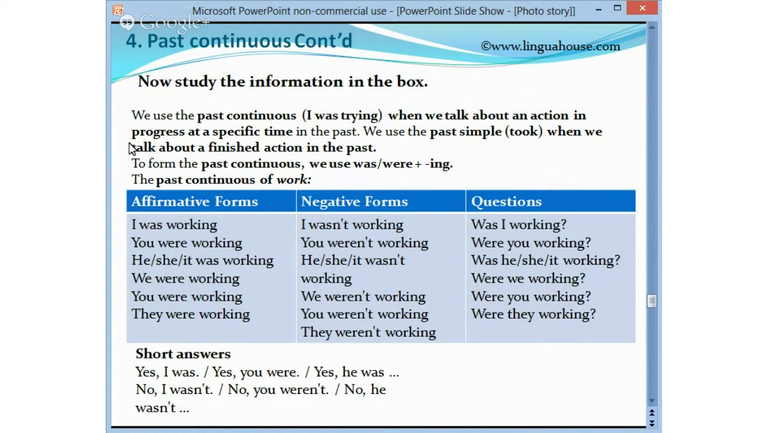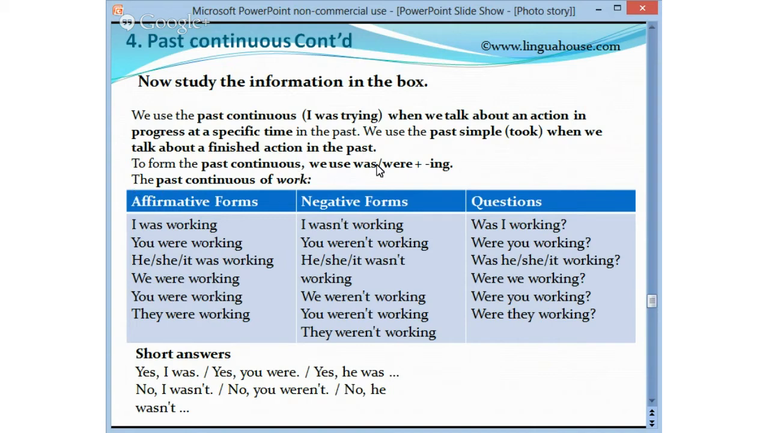Ruby? I want you to read this paragraph before the blue box, please. We use the past continuous, I was trying, when we talk about an action in progress at a specific time in the past. We use the past simple, took, when we talk about a finished action in the past. To form the past continuous, we use was, were, plus ing. Yes, good.